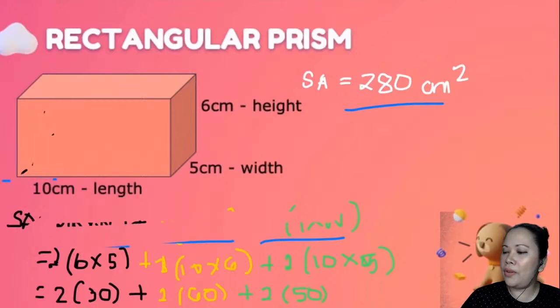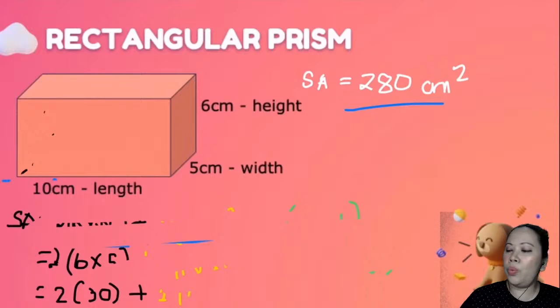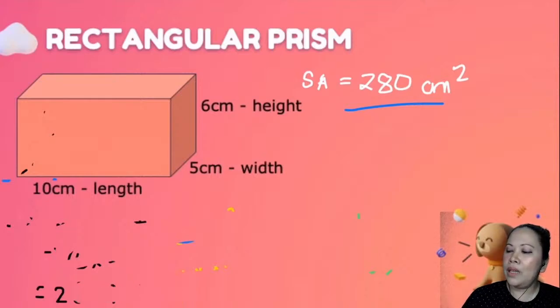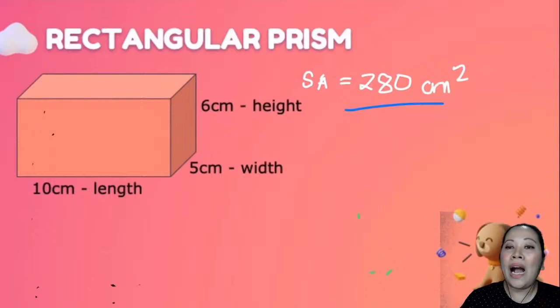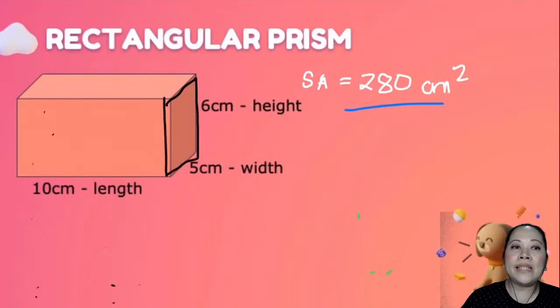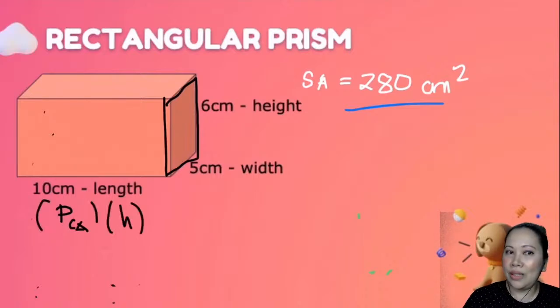Let me erase everything that has been written. This will only work with a prism because prisms have two identical sides. If you have, let's say, a pyramid, then it will be a different story. Or a sphere. So, adding all the sides of our cross-sectional area means it's actually the perimeter of our cross-sectional area times the height. Let's try if we will get 280. Are you excited to know this? Or probably you know it already. Then that will be great.